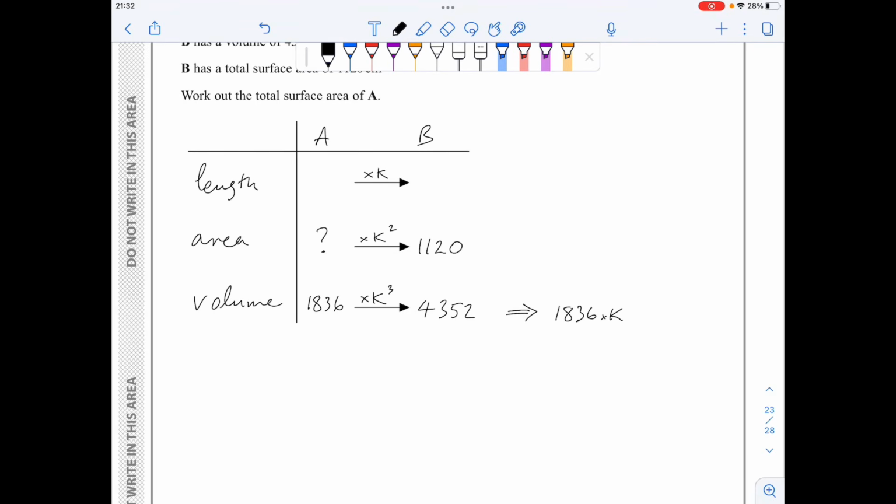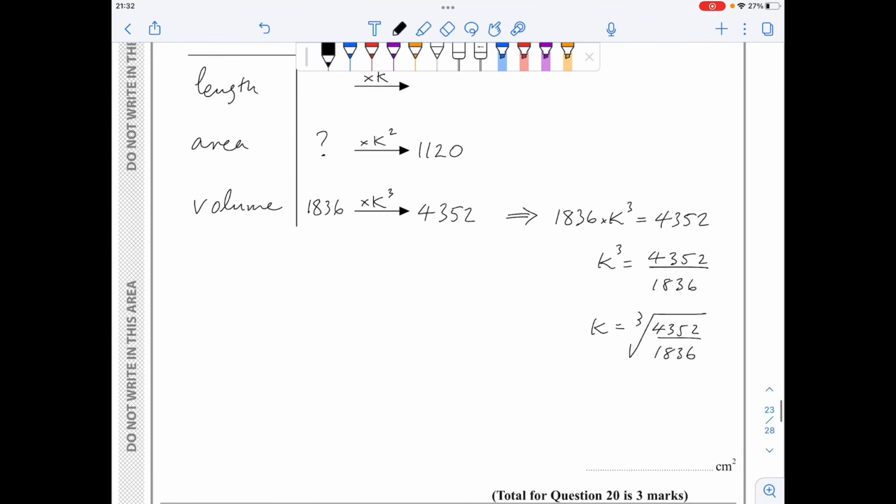1836 times k to the power of 3. This will give me 4352. So k to the power of 3 is the big one over the small one. So k is equal to the cube root of this number. And my answer comes out to be 4 over 3.